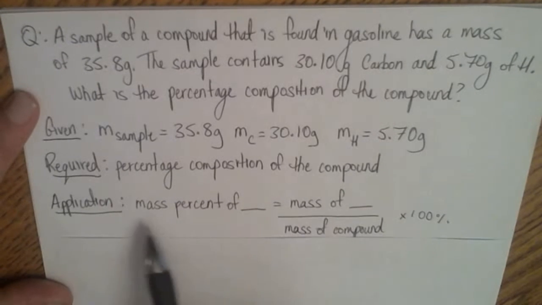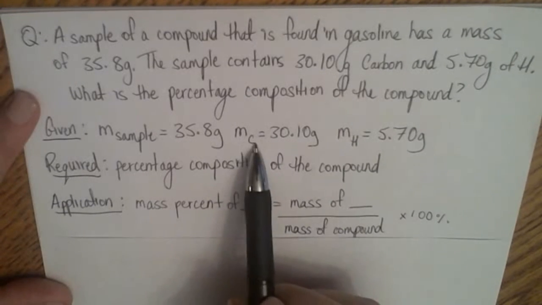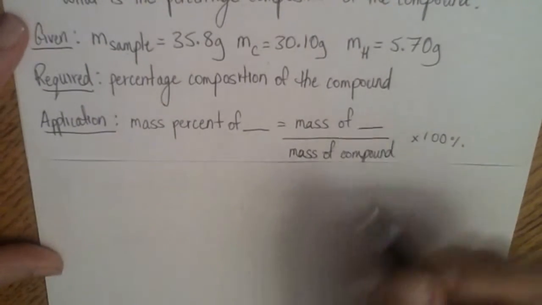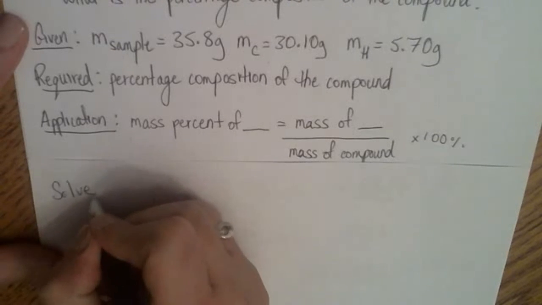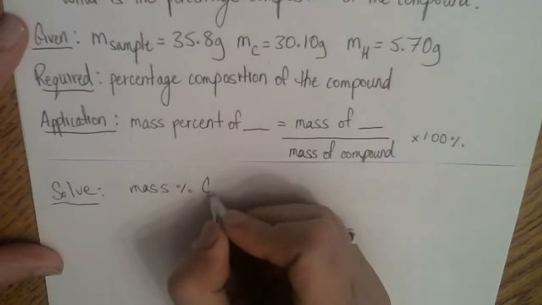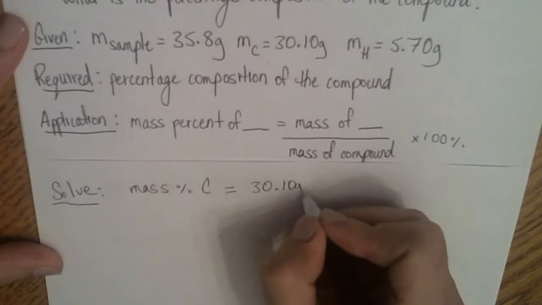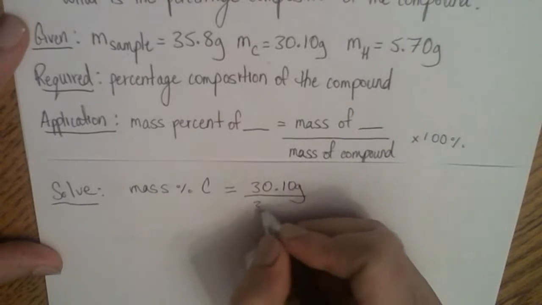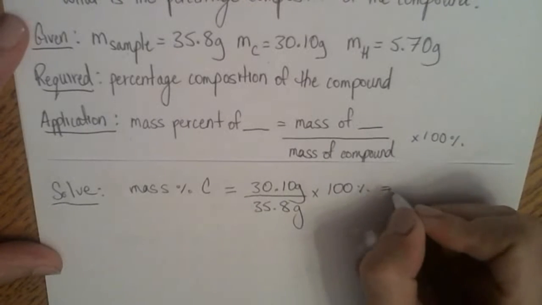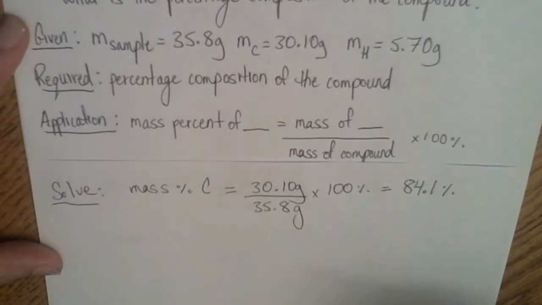How are we going to do this? Well, we're going to use that same formula that we've been using to find the mass percent of carbon and hydrogen, the only two elements in that compound. So let's begin by solving for the mass percent of carbon, which is 30.10 grams divided by the mass of the sample, 35.8 grams, multiplied by 100%, and we should get 84.1% as the mass percent of carbon.